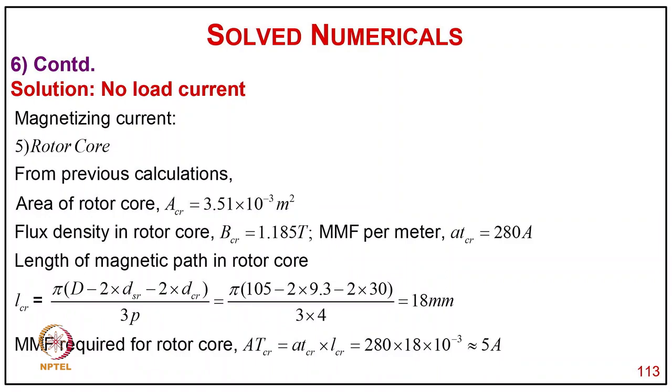Now coming to the calculation for the rotor core, from the previous calculation, the area of the core is ACR equal to 3.1551 × 10⁻³ m². The flux density in the rotor core is BCR equal to 1.185. The MMF per meter is ATCR for the material property, 280 ampere. And the length of the magnetic path in the rotor core is LCR equal to pi (D minus 2DSR minus 2DCR) by 3P, 18 millimeter. And the MMF required for the rotor core ATCR equal to small ATCR into LCR, putting values it comes 5 ampere.